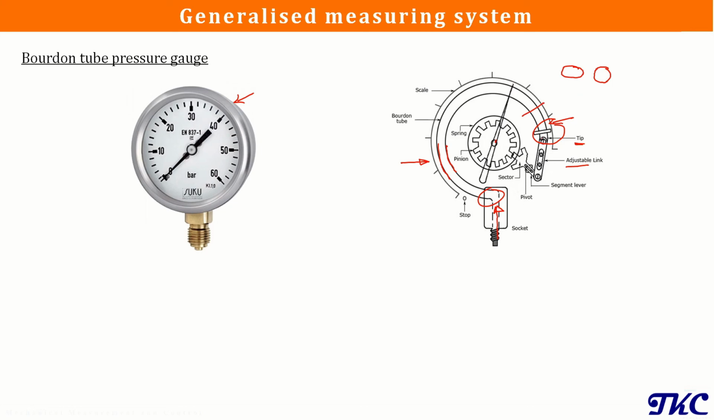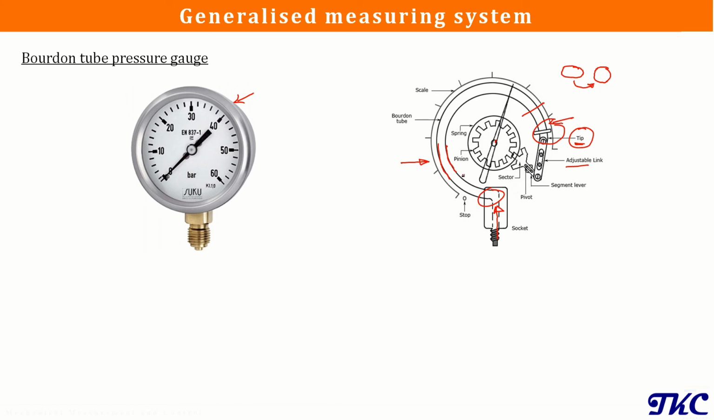Depending upon the amount of pressure that we are having, and because of the change in shape or the cross sectional area, we will be having a deflection of this tip, and that deflection will be sent to this sector and pinion with the help of this adjustable link, which is going to rotate this pointer. So deflection of this pointer is an indication of the pressure that we are having inside this tube, or the pressure of the fluid which is moving inside this tube.